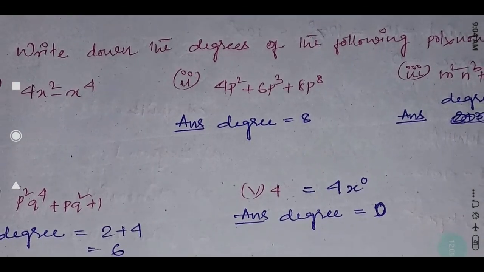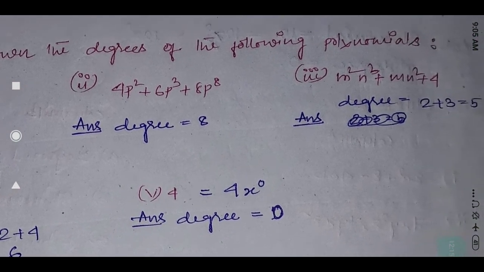4p square, 6p cube, 8p power 8. So what is the highest power of p here? 8. So the degree will be 8.